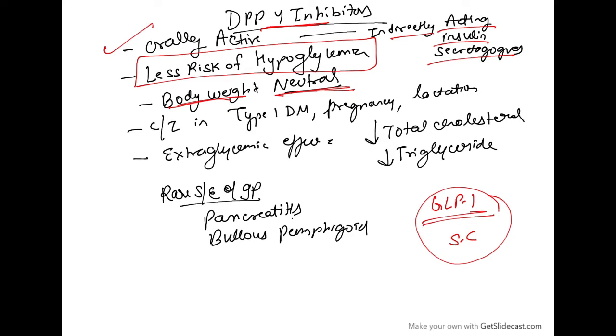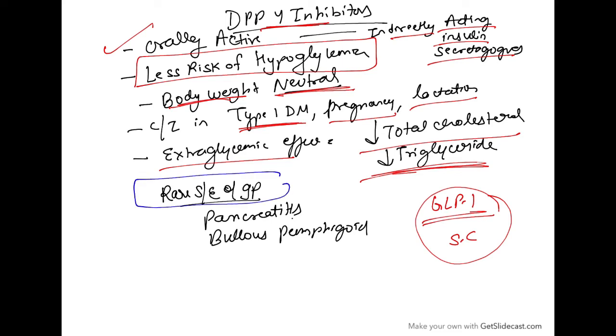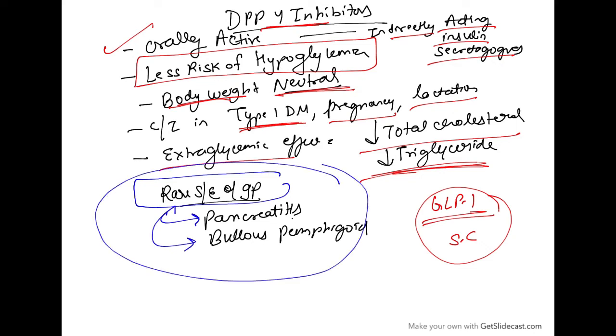They are contraindicated in type 1 diabetes mellitus. Why? Because they're indirectly acting agents. Okay, so beta cell function is required, and also they're contraindicated in pregnancy and lactation. They have some extra glycemic actions, like they decrease the total cholesterol level and decrease the triglyceride levels also. Okay, as a whole, the group has some rare side effects, that is pancreatitis and bullous pemphigoid. These are the side effects of the whole group. Okay, pancreatitis and bullous pemphigoid.